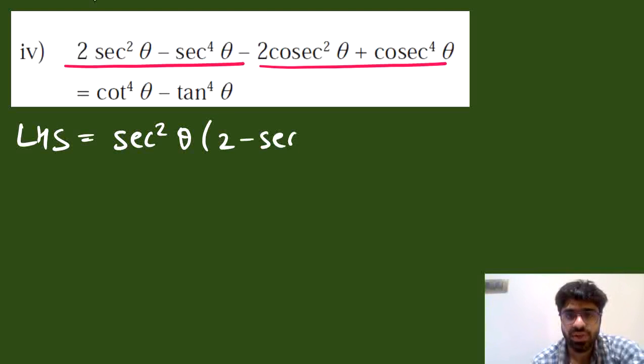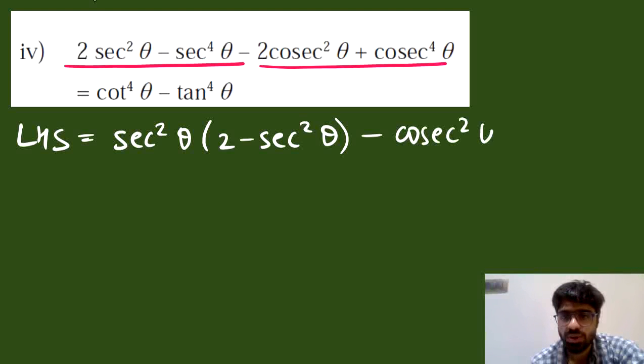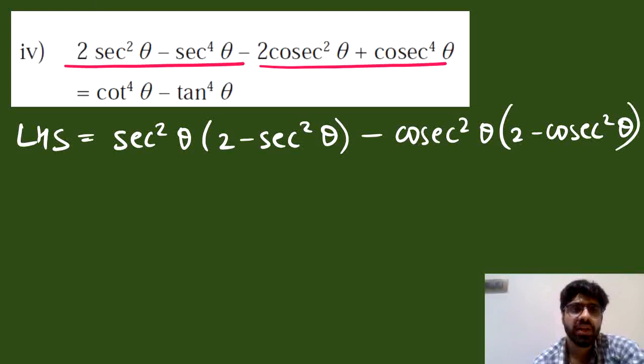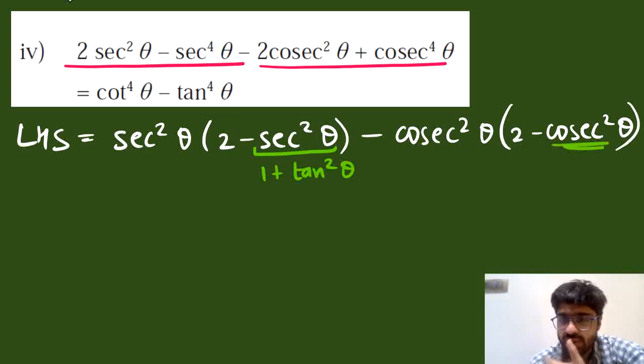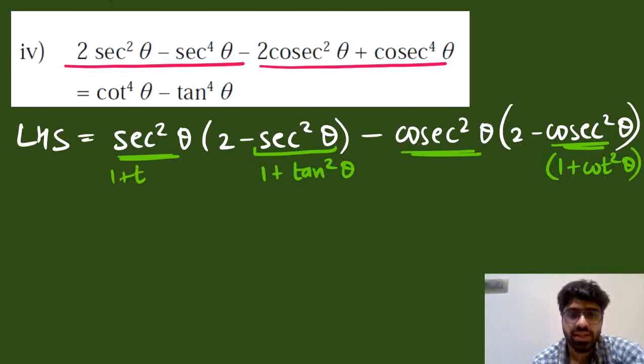That would give me 2 minus sec square theta. I am pulling out a minus cosec square theta from the last two terms as well. So that would give me 2 minus cosec square theta in the second bracket. Okay, we can write that sec square theta as 1 plus tan square theta. You need to understand that there is a minus here, so when you open up the bracket, it would be minus 1 minus tan square theta. And cosec square theta here also we can write as 1 plus cot square theta. We will do it with the terms here as well as here. That is, this term will be 1 plus tan square theta and this term would be 1 plus cot square theta. Okay, so let's do that and check what we are getting.